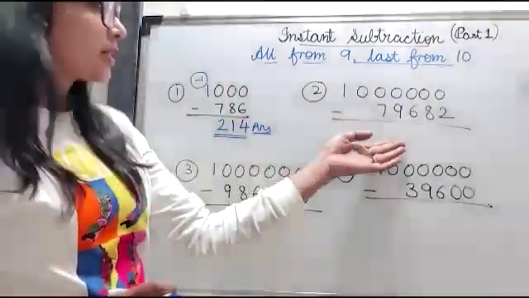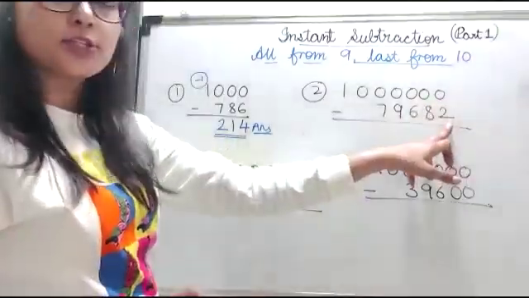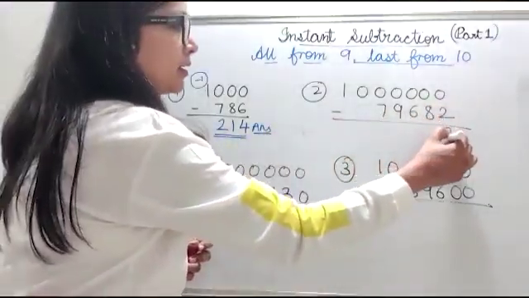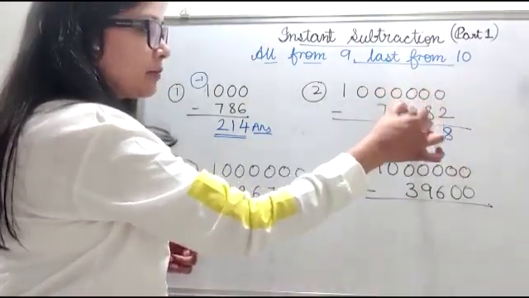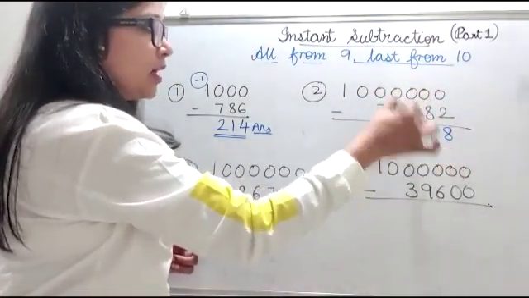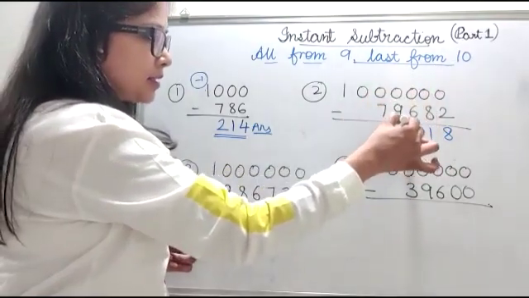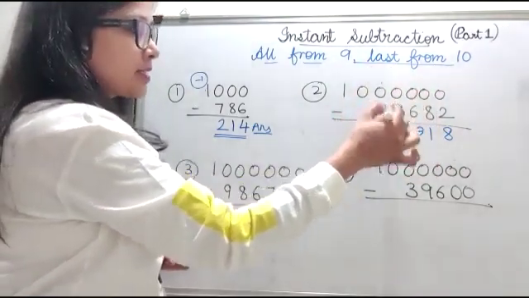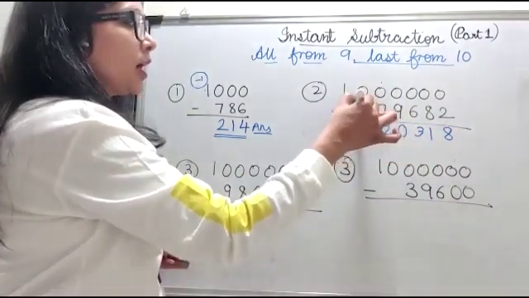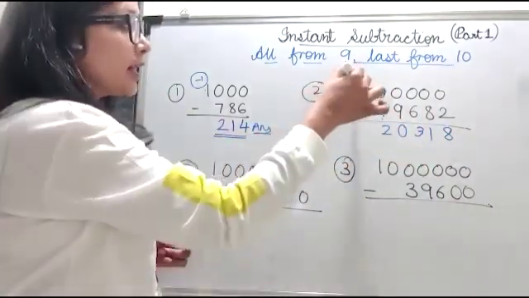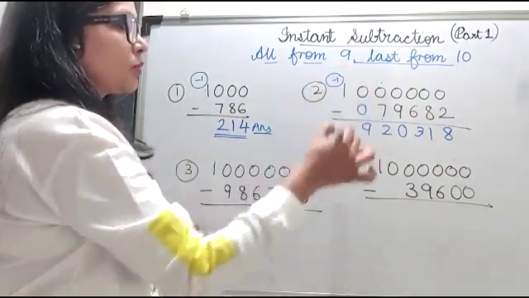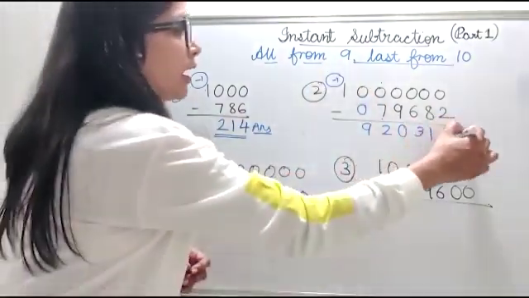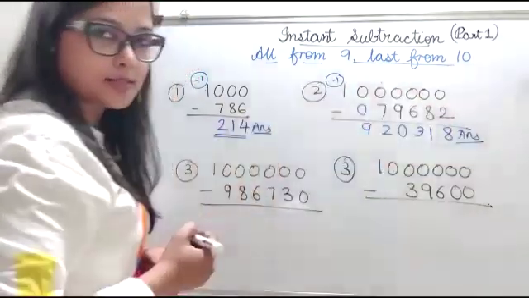Let's do another big sum for this. 10 minus 2 is 8. 9 minus 8 is 1. 9 minus 6 is 3. 9 minus 9 is 0. 9 minus 7 is 2. I'll add a 0 over here. 9 minus 0 is 9. And preceding number minus 1. So it's a 0. And this becomes your answer.